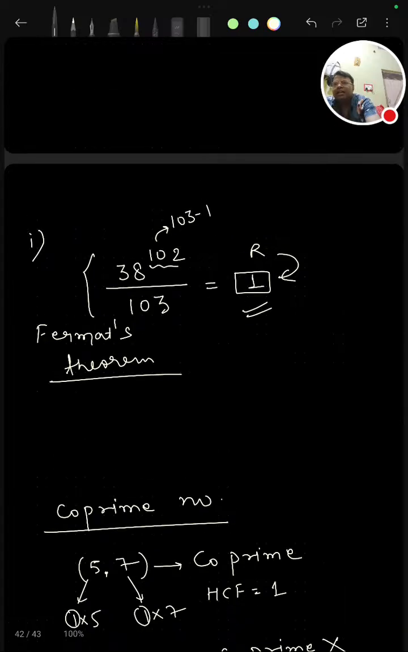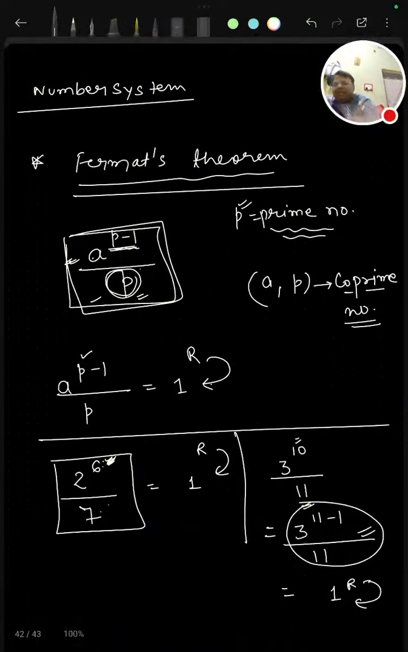You can see that according to Fermat's theorem, if a to the power p minus 1 is divided by p, where a and p are coprime numbers and p is a prime number, then a to the power p minus 1 upon p always gives remainder 1. It is Fermat's theorem. Clear?